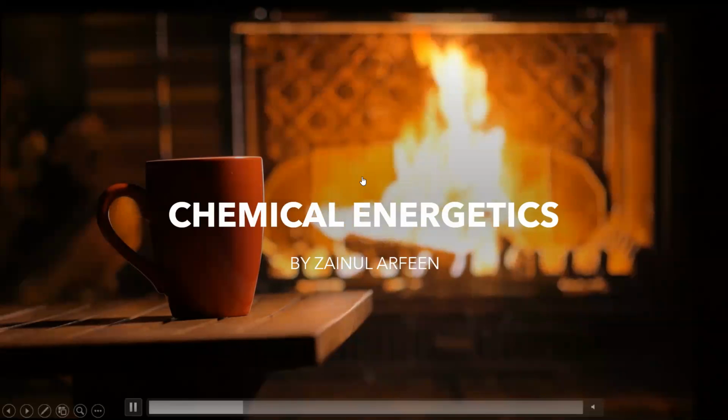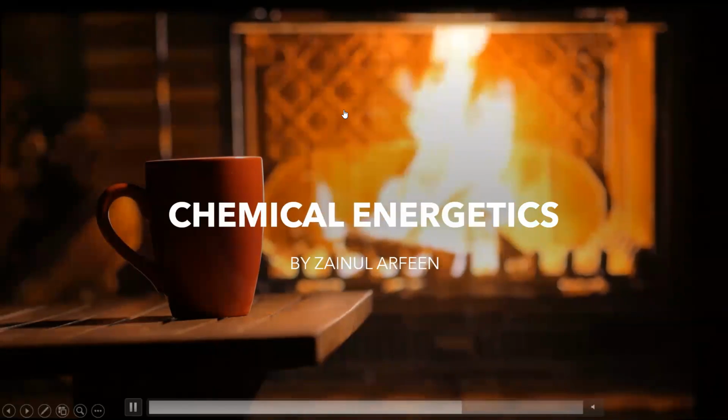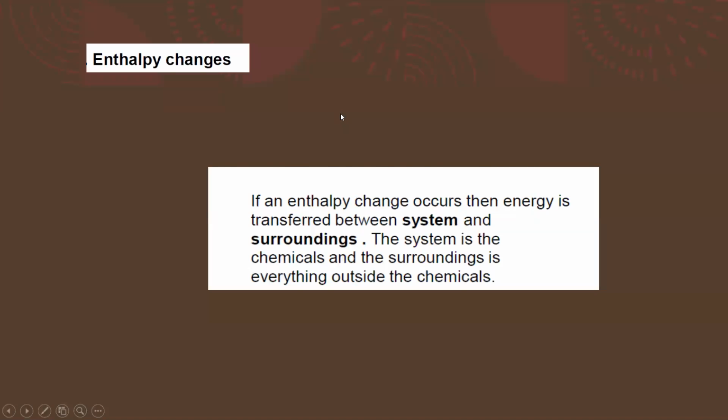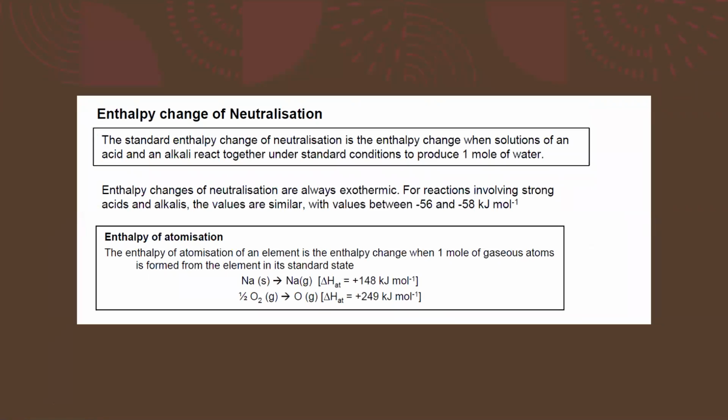So, chemical energetics: the energy change during a chemical reaction. A reaction can be endothermic or exothermic, and there are different categories of enthalpy change. It can be formation, if elements form a compound; combustion, if 1 mole of a substance is burnt completely; enthalpy change of a reaction, which means that according to the mole ratio, the reactants form a product; and neutralization, when 1 mole of water is formed by the reaction between an acid and a base.